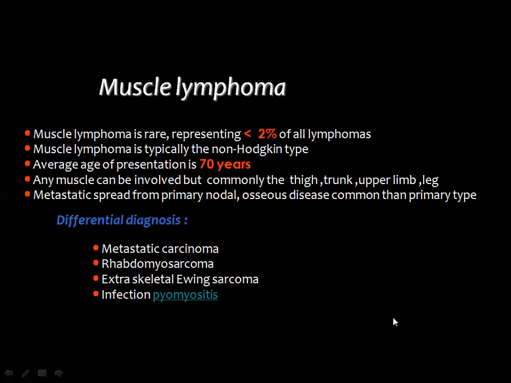Muscle lymphoma is rare, representing less than 2% of all lymphomas and is usually of the non-Hodgkin type. The age of presentation is around 70 years of age. Then the differential diagnosis of a mass in the muscle may include metastatic disease, primary disease like rhabdomyosarcoma, extraskeletal Ewing sarcoma, muscle lymphoma, and sometimes infection like myositis.